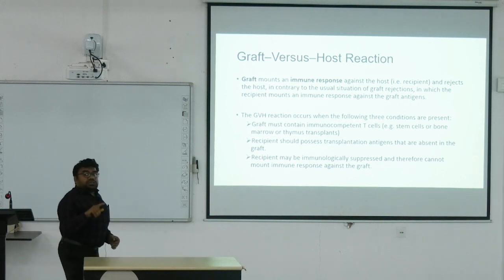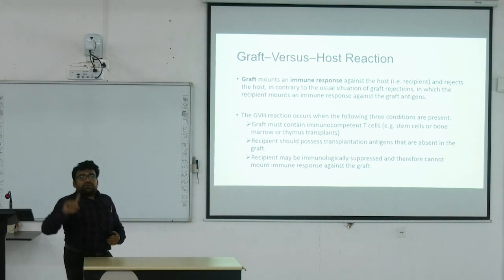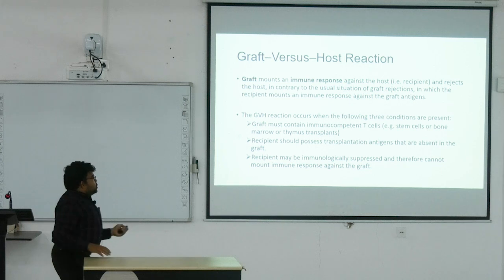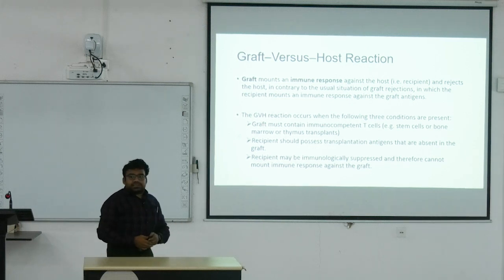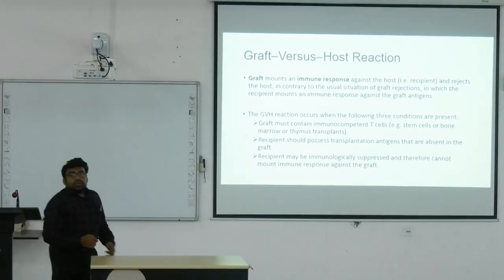So when will this graft act on the recipient body? First of all, it must have immunological cells. This is known as the graft must contain immune competent T cells. Why competent? Because it can mount an immune response.